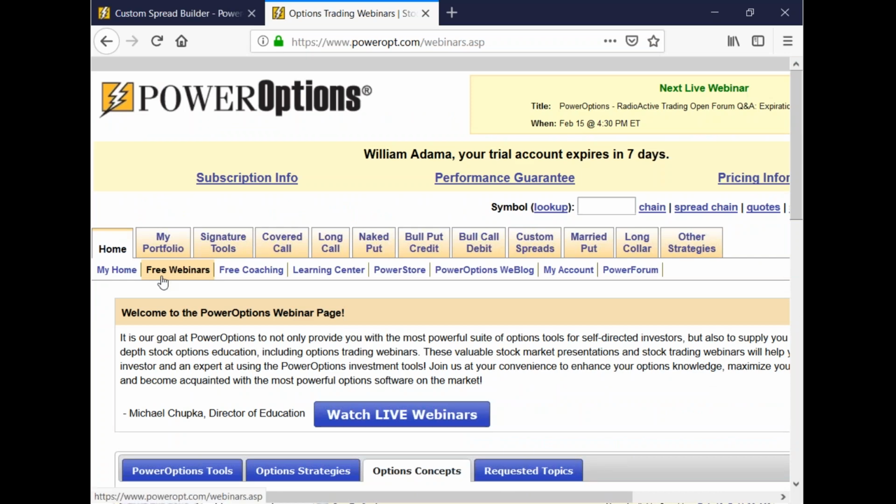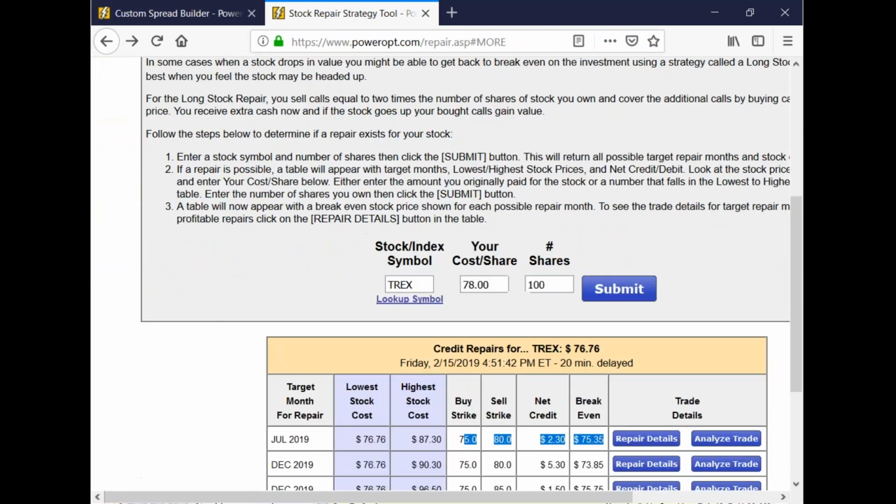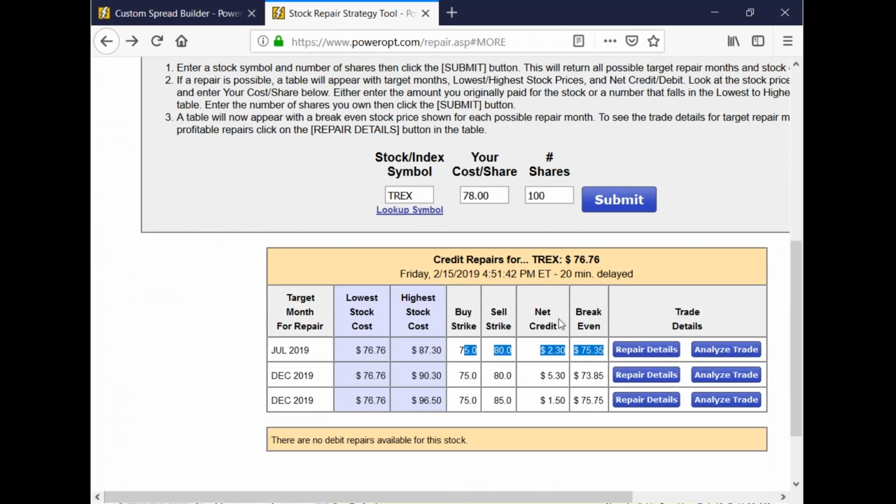I cannot give you direct trading advice, but I can absolutely give you a second pair of eyes exactly on your position. This is what we just showed with the custom spread tool. I'm sorry, the stock repair tool. It is an advanced concept.